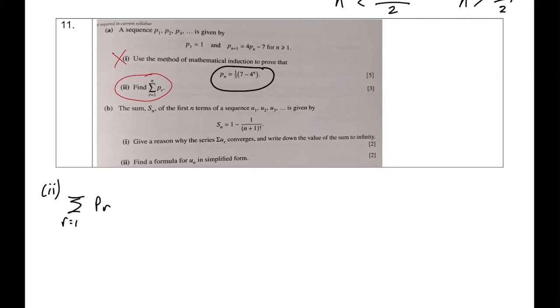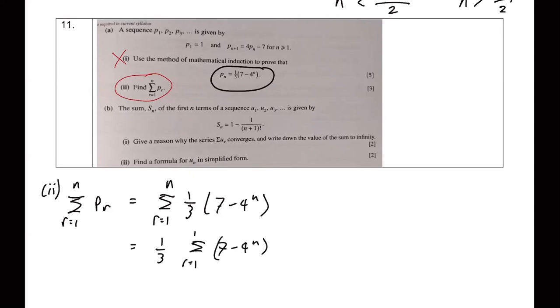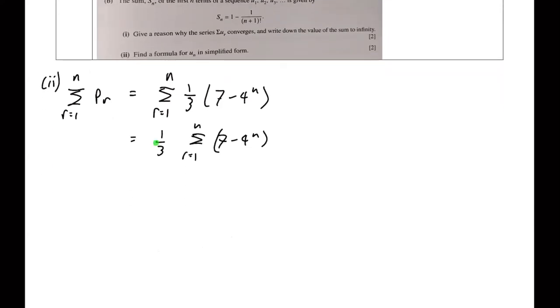So sum from r equal to 1 to n of Pr. But what is Pr? It is just the expression over there, 1/3 multiplied by (7 minus 4 power r), r equals 1 to n. You can factor out 1/3, then you get a summation of 7 minus 4 power r, r equals 1 to n. This 1/3 is being multiplied by this summation, so there's actually an invisible pair of brackets here. I'm just going to draw in that pair of brackets now.